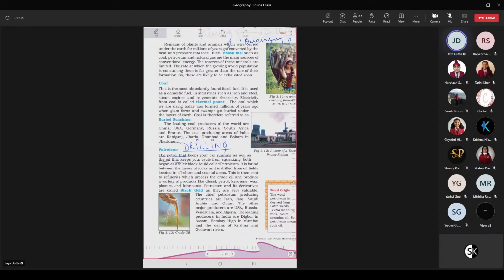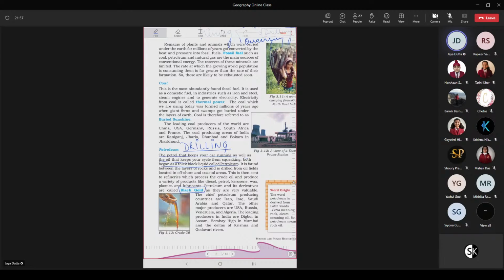Let's start ahead. All the cars and buses, all the vehicles running on the road, are now running on which power resource? That is petroleum. Petroleum is a thick black liquid, and it is also called black gold. Why is it called black gold? Gold is an expensive mineral, and petroleum also is.